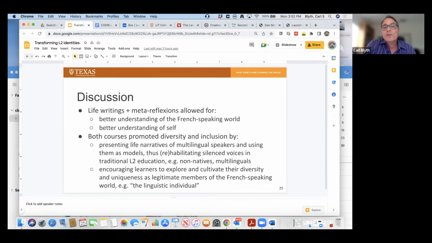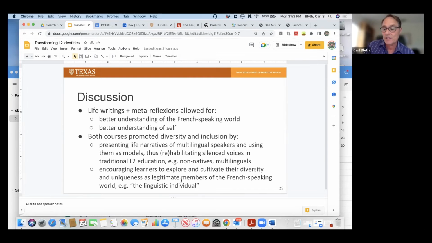Both of our courses promoted diversity and inclusion by presenting life narratives of multilingual speakers and using them as models. So not the kind of privileged or the kind of essentialist models that we typically find in pedagogical materials. And we wanted definitely to rehabilitate silenced voices that we don't find in these materials in L2 education, such as multilinguals. And also we believe that it promoted diversity by encouraging learners to explore and cultivate their diversity and uniqueness as linguistic individuals.